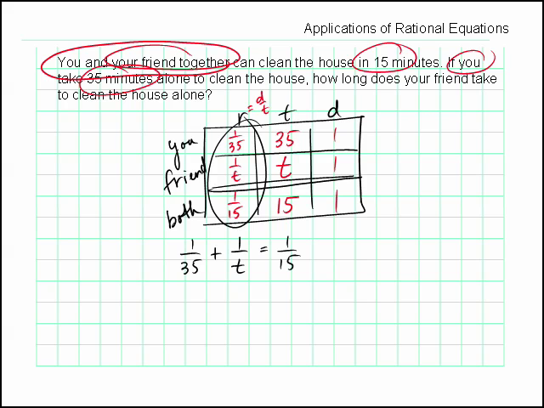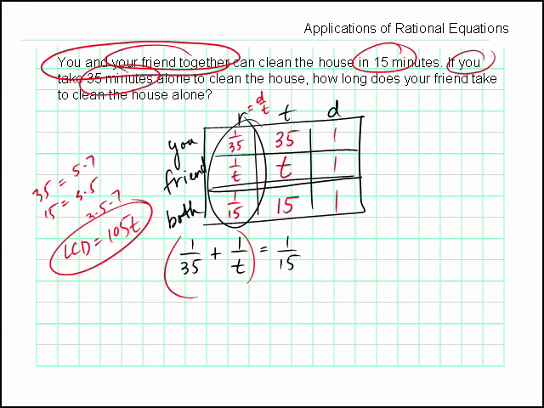To do that, I need the common denominator. And the LCD here for 35 and 15 and T would be, I know there's a T in it. For 35 and 15, let's see what we have here. 15 is 3 times 5. 35 is 5 times 7. So it's going to be 3 times 5 times 7, which is 105. Okay, the common denominator is 105T. I'm going to multiply both sides by that.